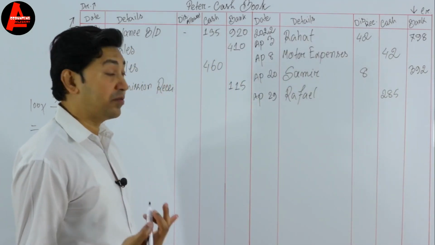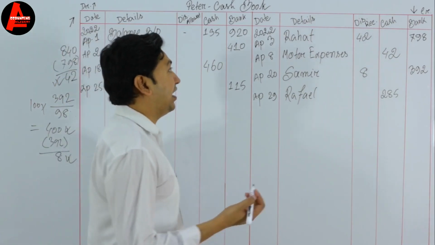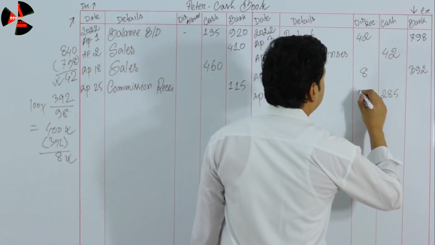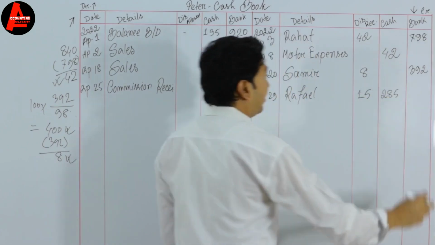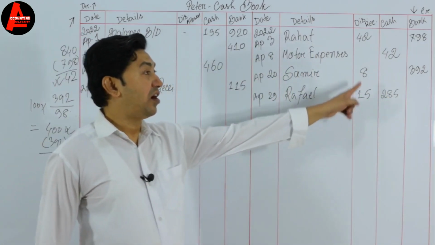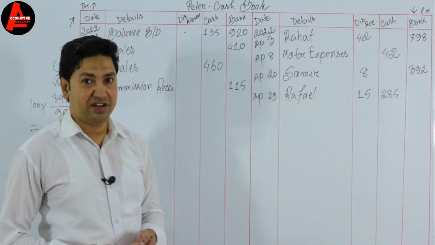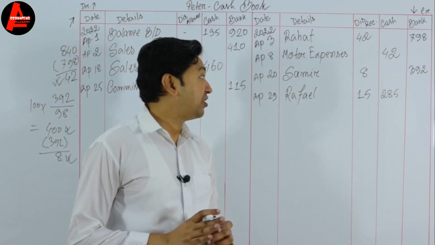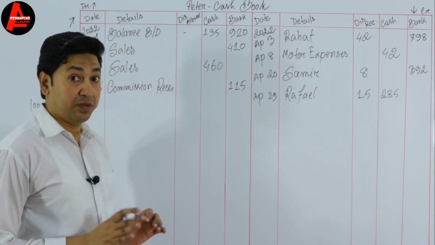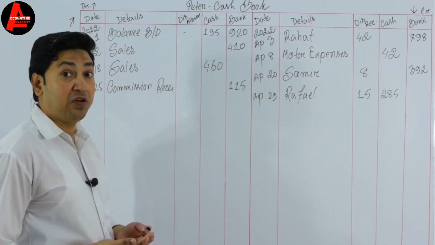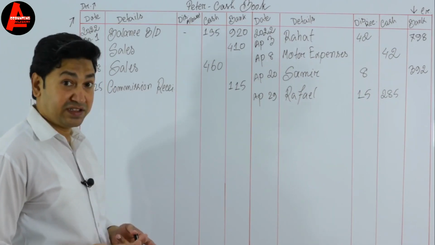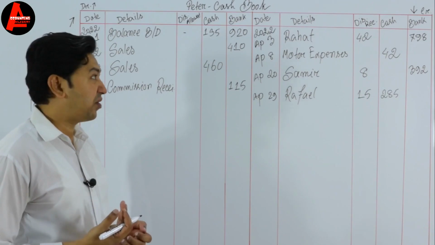Okay, so 300 minus 285. Here we see $15 Peter received discount. Okay, so we wrote $15 on the discount column. Okay, so here we have no more transactions. We recorded all of them. Now what to do? Now it is a requirement of the question to balance it. Even we need to bring down the balance.